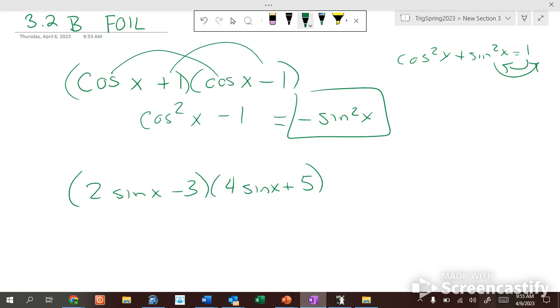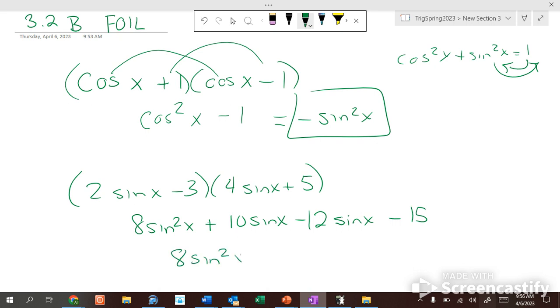2 sine of x times 4 sine of x equals what? 8 sine squared of x. My outers will be plus 10 sine of x. My inners will be minus 2, 12 sine of x. And my last will be minus 15. So then you just take care of your middle terms.